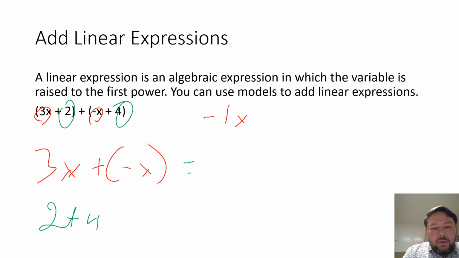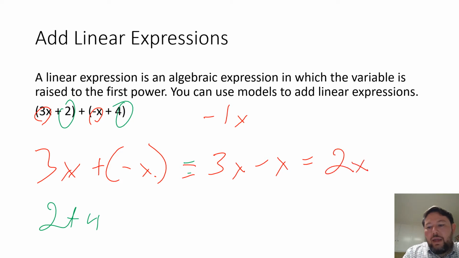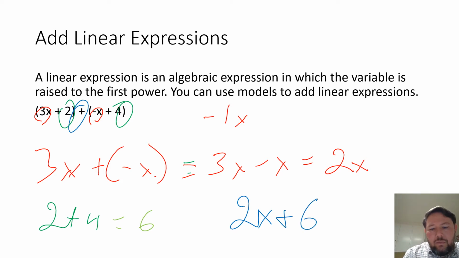So if we solve this, 3x plus negative x, that really is 3x minus x, which means that we have 2 x's. And down here, 2 plus 4 is, of course, 6. So our final answer is going to be 2x plus, because we have that plus sign there, 6.